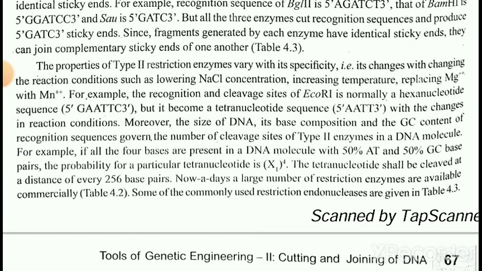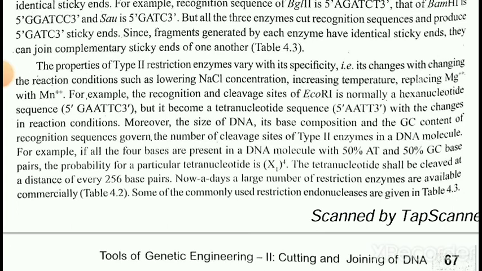Table 4.3. The properties of type 2 restriction enzymes vary with their specificity, i.e. it changes with changing reaction conditions, such as lowering sodium chloride concentration, increasing temperature, or replacing magnesium with manganese. For example, the recognition and cleavage site of EcoRI is normally a hexanucleotide sequence 5' GAATTC 3', but it becomes a tetranucleotide sequence 5' AATT 3' with changes in reaction conditions.